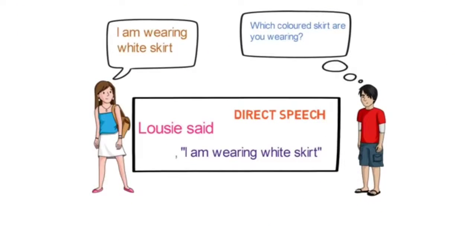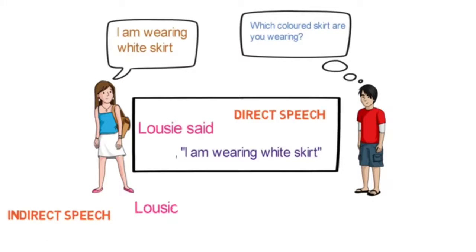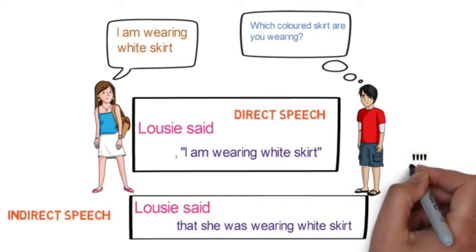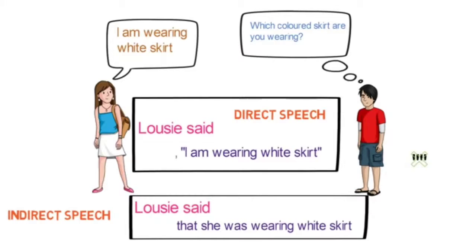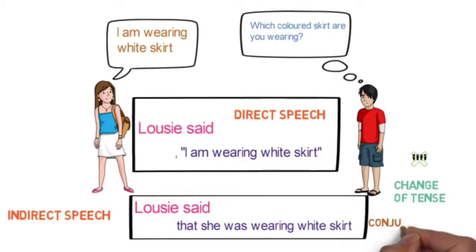Let's see the next example here. Here the sentence is, Lucy said, "I am wearing a white skirt." In indirect speech, Lucy said that she was wearing a white skirt. What are the changes that you can identify here from converting direct to indirect? Yes. First one is removing the quotation marks. Then second one is change of tense. And the third one is using the conjunction that. Children, I hope you are clear with the fundamental things of direct and indirect speech.